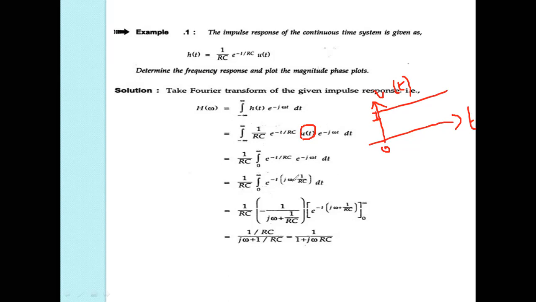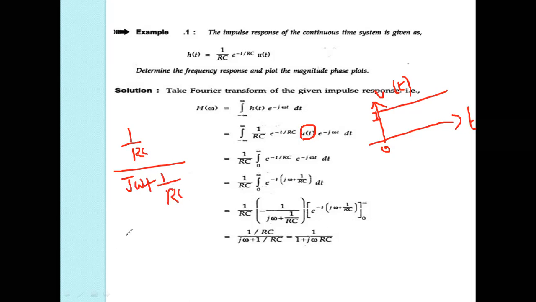Apply the integral of the exponential, e power minus t times (j omega plus 1 by RC), keeping the t coefficient in the denominator: 1 by (j omega plus 1 by RC), with the minus. Substitute the upper limit, it becomes 0. The lower limit gives 1, and minus times minus becomes plus 1 by RC in the numerator, with j omega plus 1 by RC in the denominator. We can take RC multiplied here: 1 by RC whole divided by j omega plus 1 by RC.